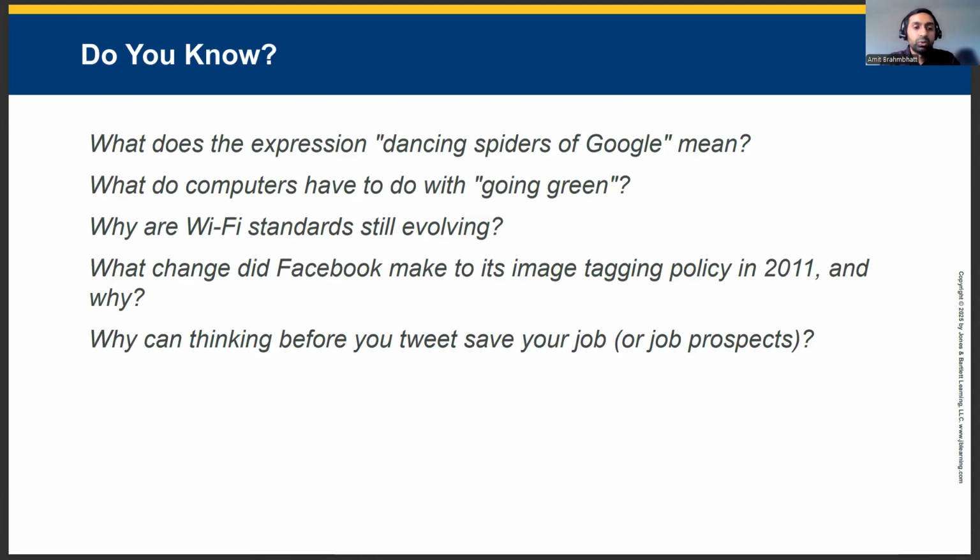Wi-Fi standards evolved to improve speed, range, and security. In 2011, Facebook changed its image tagging policy to require user permission due to privacy concerns. And finally, thinking before you tweet matters because digital footprints affect reputation and employment opportunities.